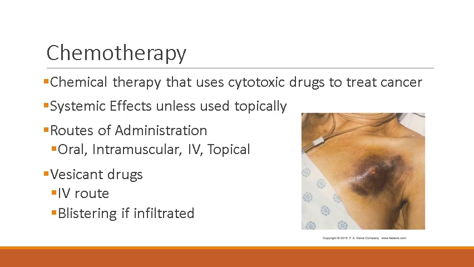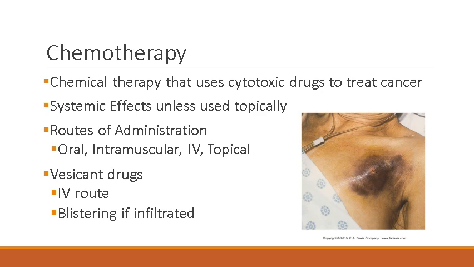Chemotherapy. Chemical therapy that uses cytotoxic drugs to treat cancer. Chemotherapy has systemic effects, so it works throughout the body unless it's used topically. So for example, think of chemotherapy as an IV solution. It's going to run throughout the whole vascular system unless it would be used in a topical form.